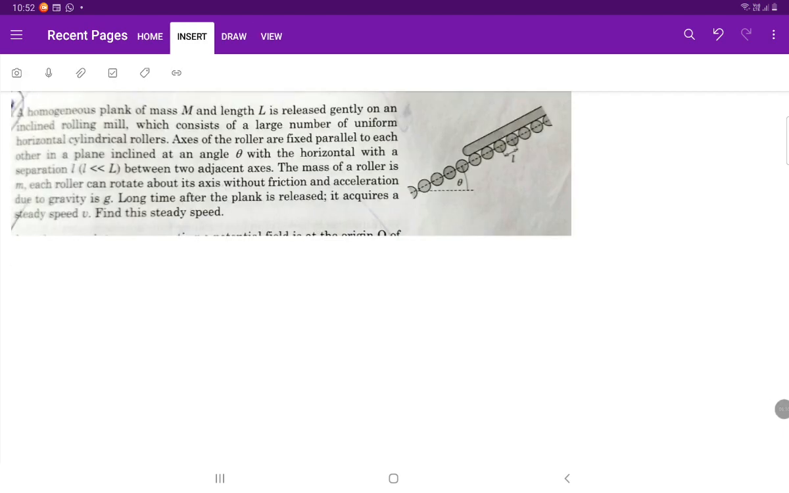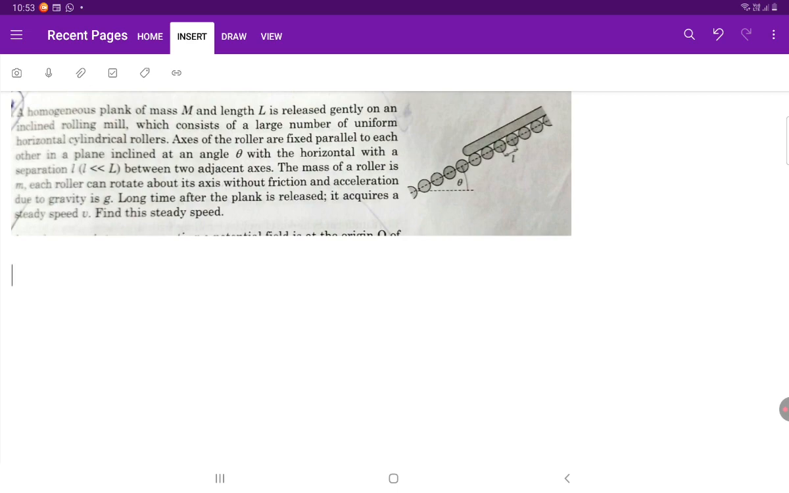So this is another question from Check Your Understanding, question number 32, and the question is related to impulse momentum. One may think of work energy, but here work energy will not be applicable because energy is lost in the form of heat. So that's why work energy will not be applicable. So first of all, let us read the question.